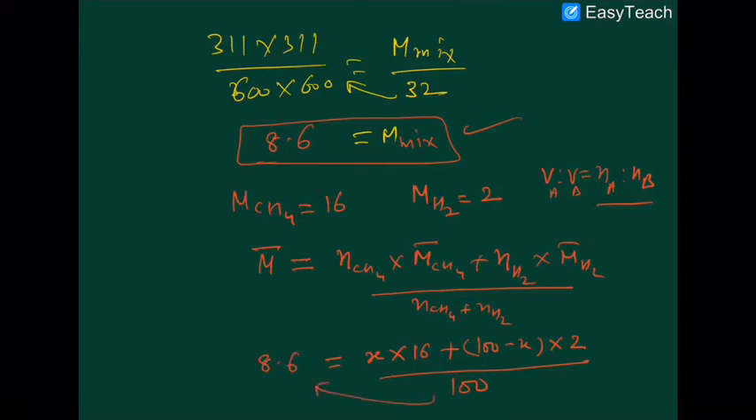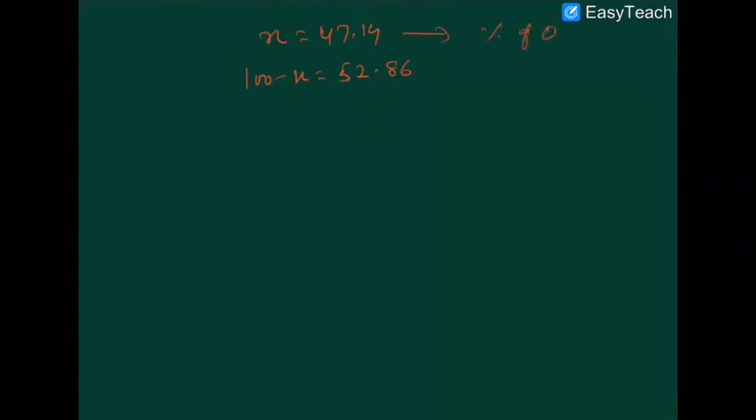So when you solve it, after the solution, the value of X comes out to be 47.14 and 100 minus X comes out to be 52.86. That is the volume percentage of methane and that is the percentage of hydrogen.